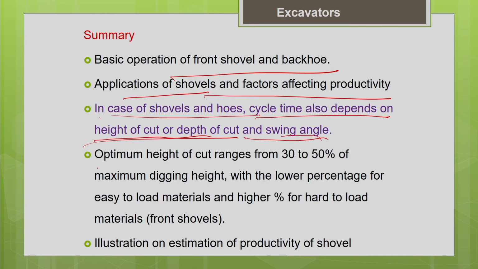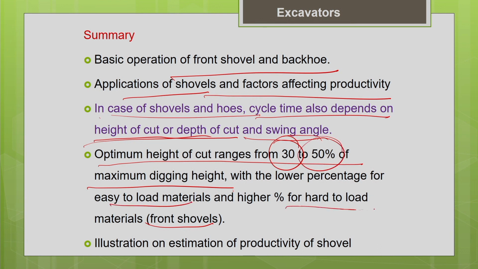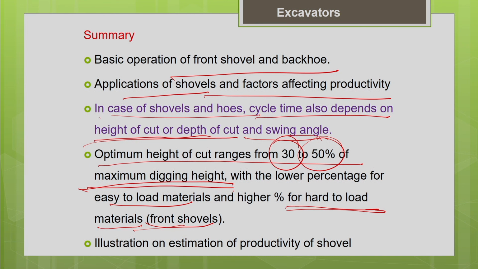Another important thing to keep in mind is that the optimum height of cut ranges from 30 to 50% of the maximum digging height for the front shovels we have discussed. You choose a lower percentage for easy-to-load material and a higher percentage for hard-to-load material. That is how you find the optimum height of cut for every machine. The optimum height of cut depends upon the dimensions of the shovel, because the dimensions decide the maximum digging height possible for the machine, and it also depends upon the material type, as we discussed earlier.